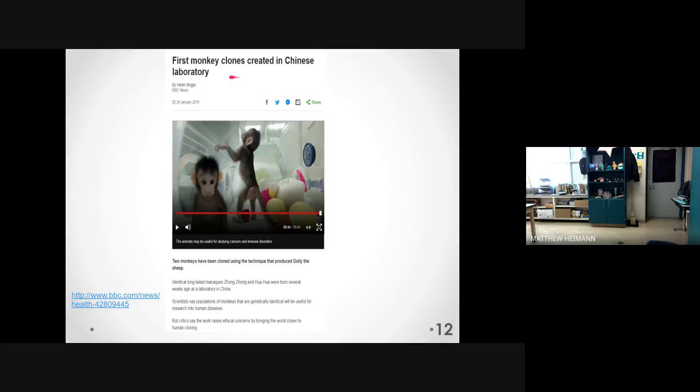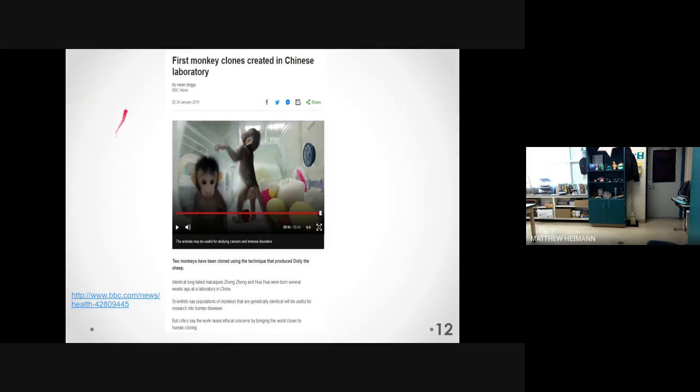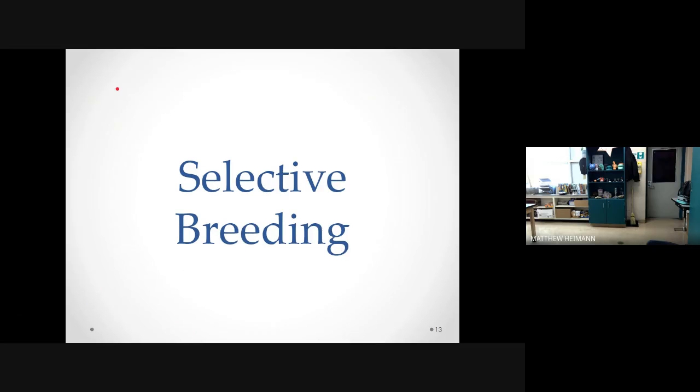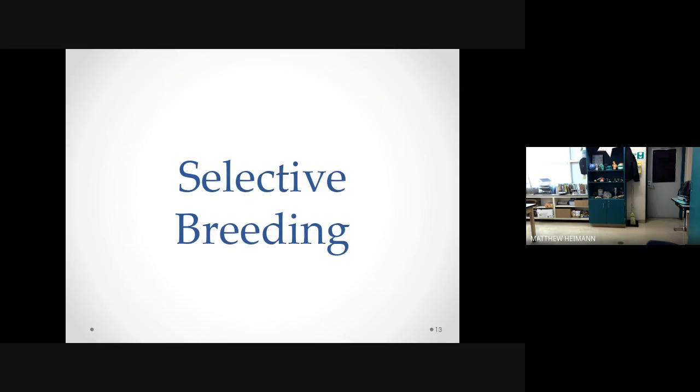First monkey clones created in Chinese lab. Look at that. Biotechnology, cloning. I love monkeys. Okay, well, you guys heard about that chimpanzee that ripped off someone's face?